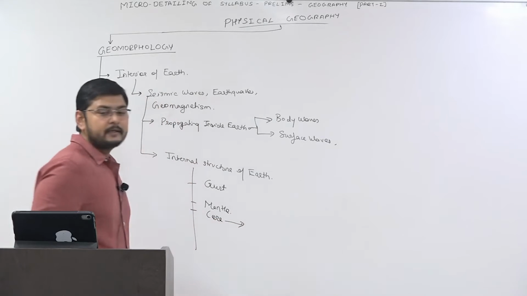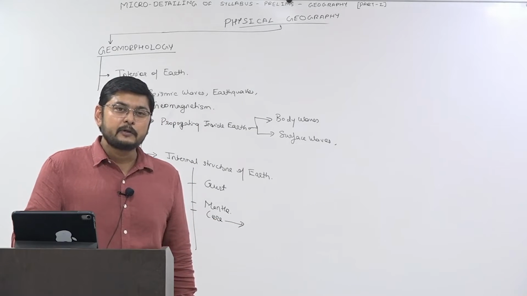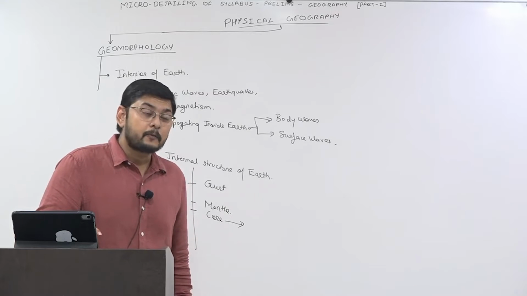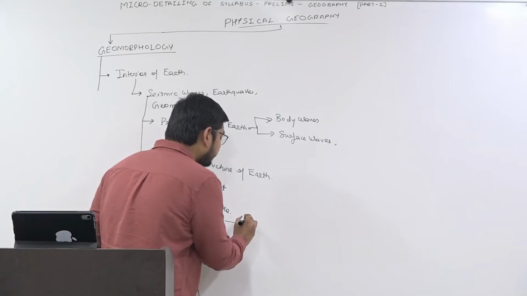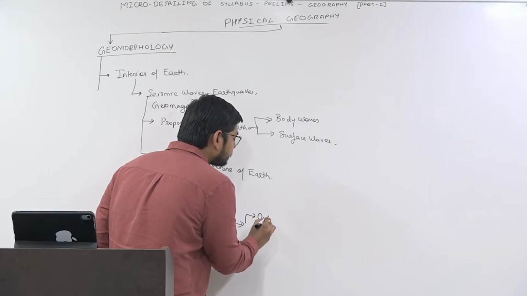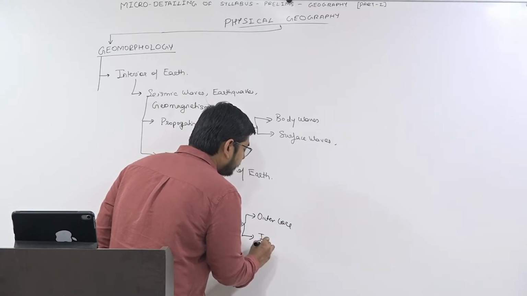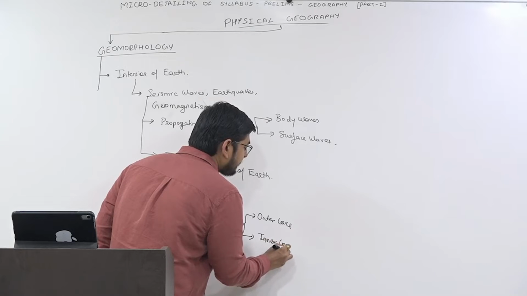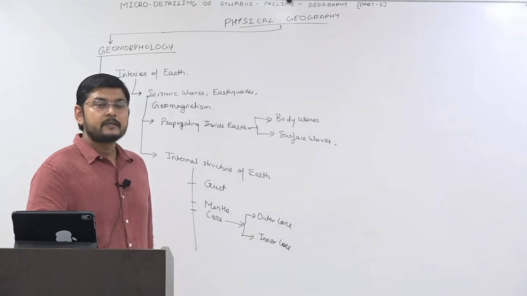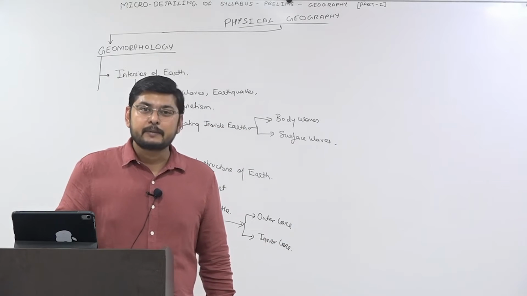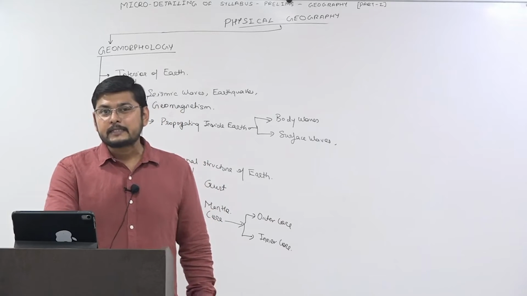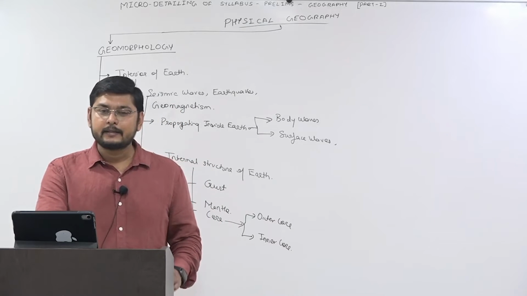We will also be looking at the different types of cores, that is the outer core and inner core. What are the significances of these two cores? What are these cores made up of? How are these cores being studied? We'll be studying them in detail.